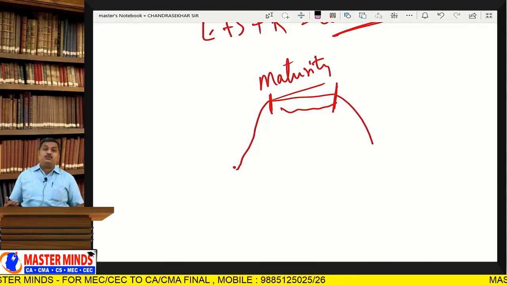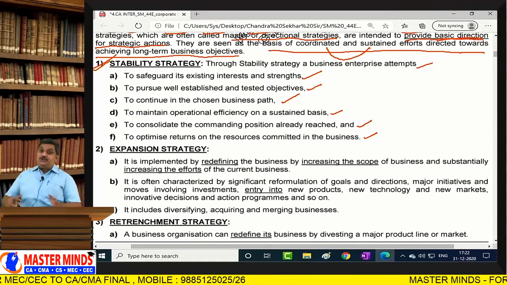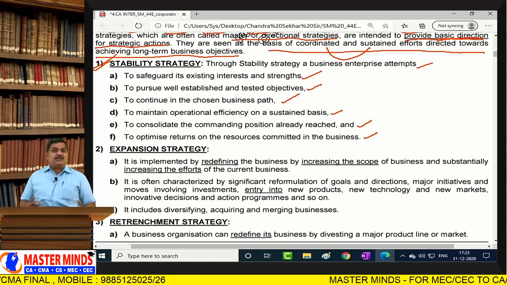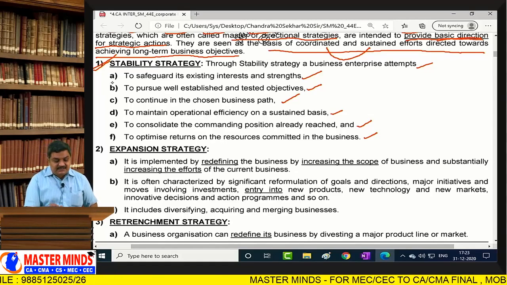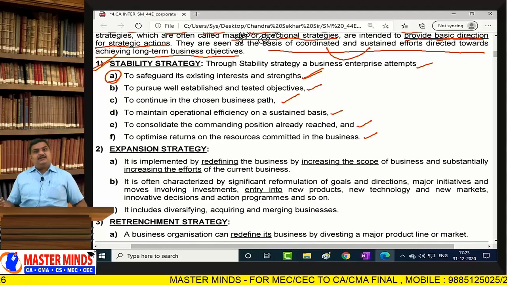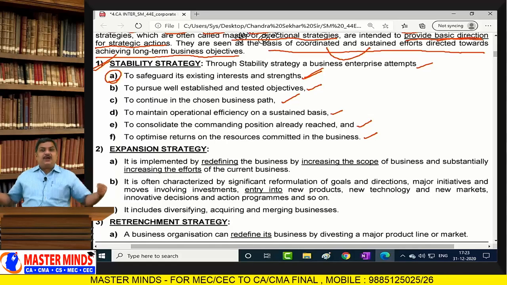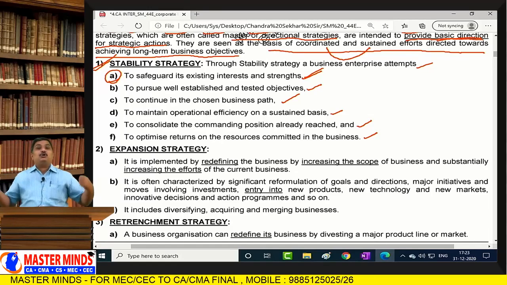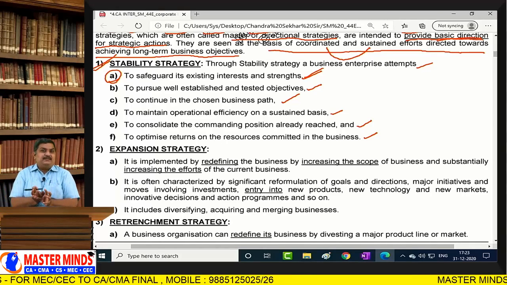Now, what things should you do to stabilize your business? That we will learn later. But what actually is stabilizing your business? What do you mean by it? Stabilizing your business means to safeguard your existing interests and strengths. See, you are in business for a long time. You have gathered a lot of strength, a lot of market share, a lot of resources. Now, you should not lose them. You should safeguard and protect them. That is called stability strategy.